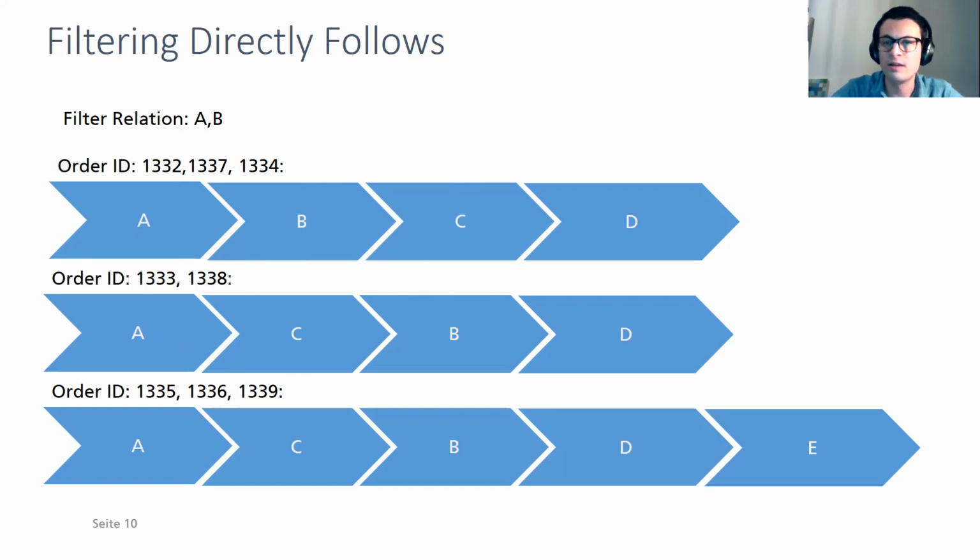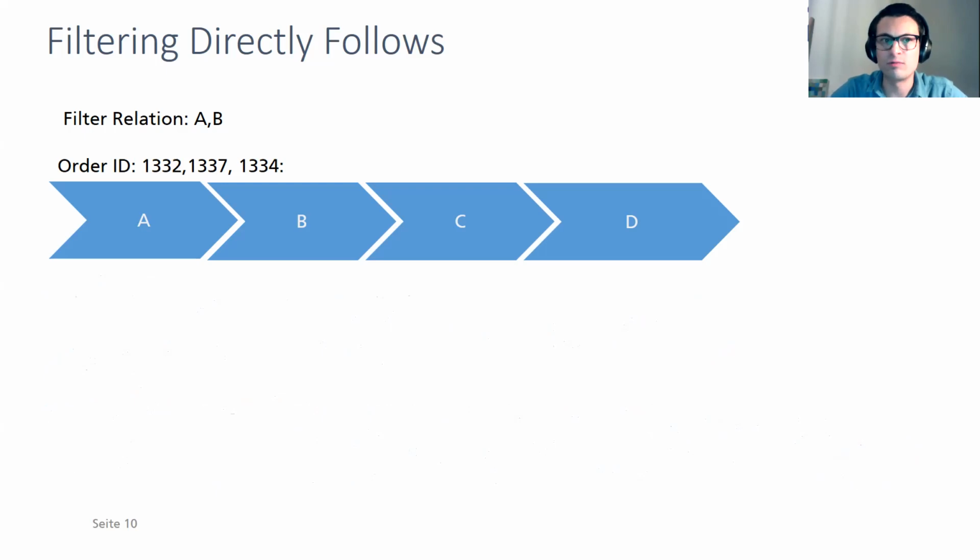So if I would apply the directly follows relation filter with input A, comma B, then the only traces I would retain are the traces describing the variant A, B, C, D. So that would be, in this dummy example, some orders with IDs 1332, 1337, and 1334.